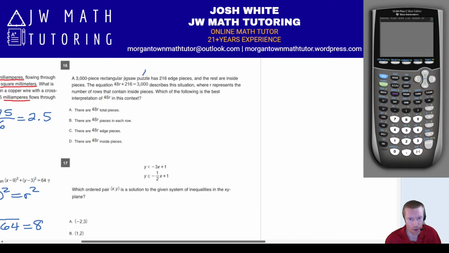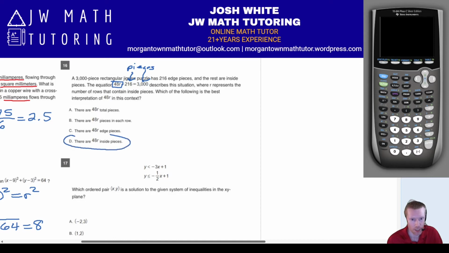So notice that 3,000 is a number of pieces. Same thing, 216 edge pieces. So 216 right here. These are both numbers of pieces. So that means 48R has to be a number of pieces as well. And specifically, notice that 3,000 is the total, 216 is the edge, and it tells us the rest are inside pieces. So this whole thing right here is just going to specifically represent the total number of inside pieces. So correct answer for this one is just going to be letter D.